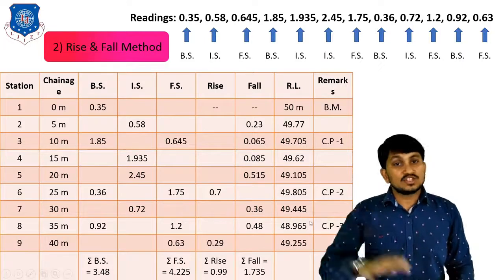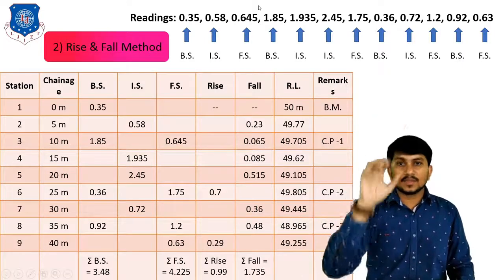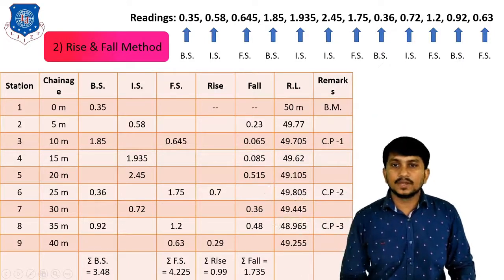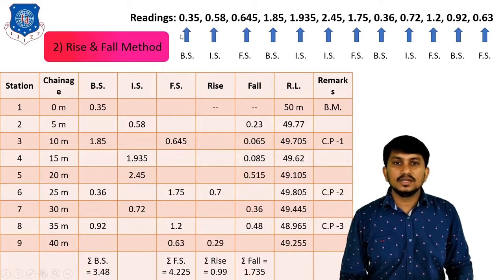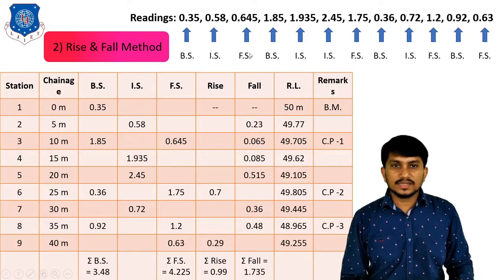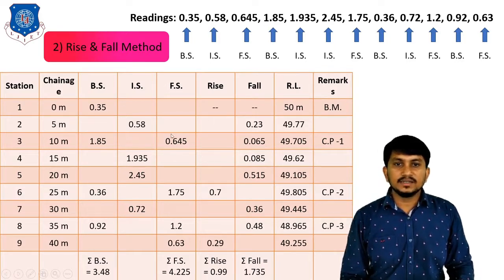First of all, we have to insert these readings into this table. Station number 1, the first reading is BS, so it is written in the BS column. Then the second reading is IS, so at the 5-meter interval the second station is there. Because it is IS, it is written in the IS column. The third reading is FS, so it is written in the FS column. This is the third station at 10 meter.